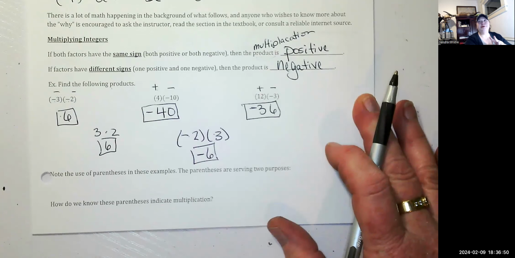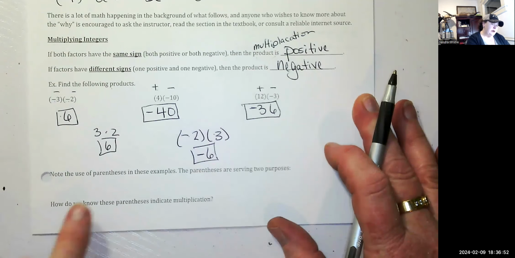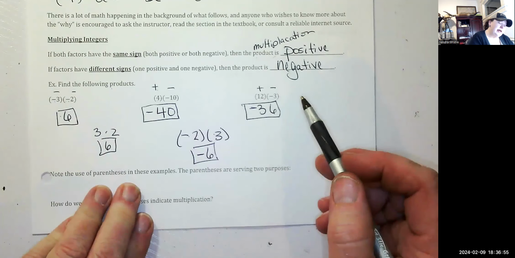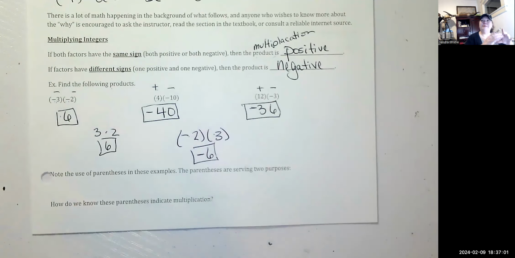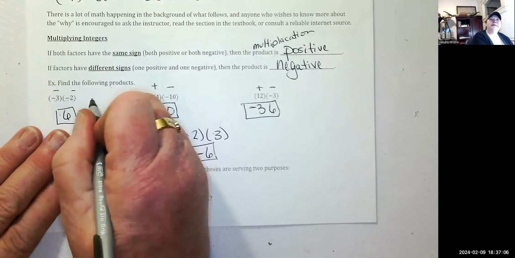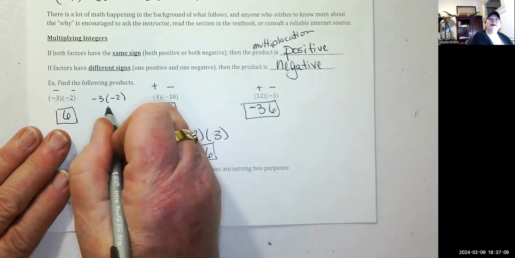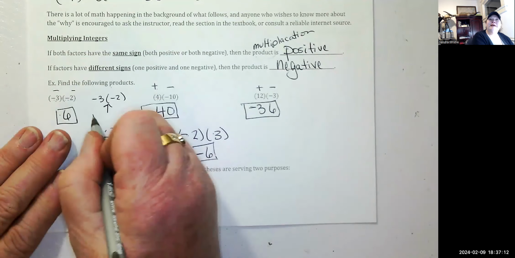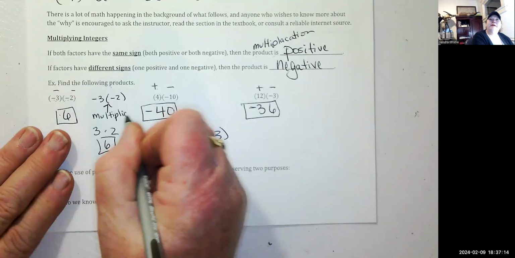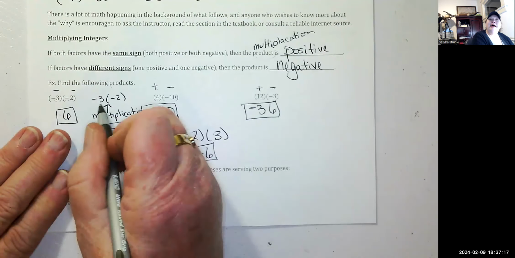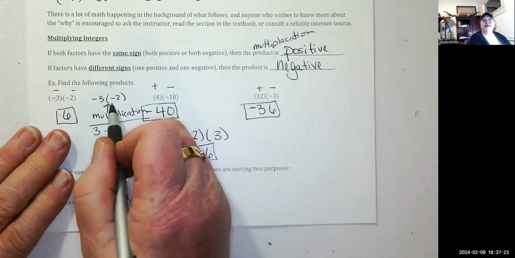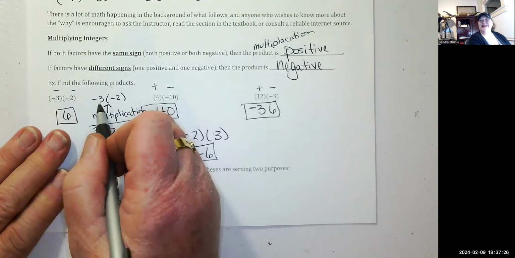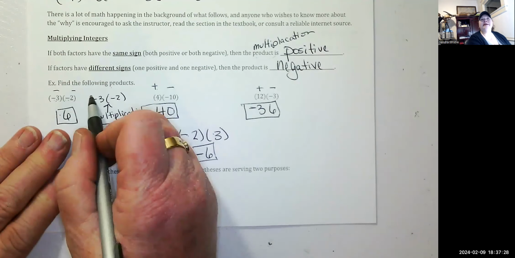Parentheses are serving two purposes here. One, having the negatives together in parentheses just lets you keep in mind that that is -3 and -2. This could also have been written as -3 times -2. And in that case, the parentheses represent multiplication. You have to have at least one parenthesis here to represent that this is going to be multiplied. But because this one's a negative, it's just cleaner to keep it in a parenthesis.